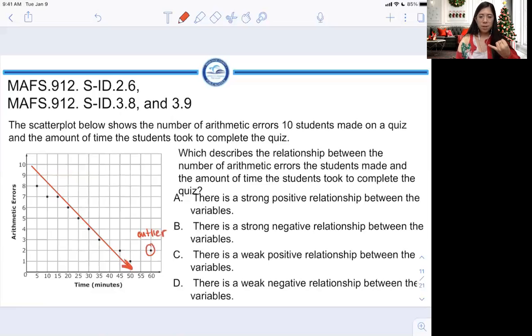Now, we've determined that it is going to be strong. But is it going to be positive or is it going to be negative? Negative because it's going down. Perfect. All right. That's exactly what we do with these types of problems. So we're going to determine if it's strong or weak, and then if it's positive or negative.